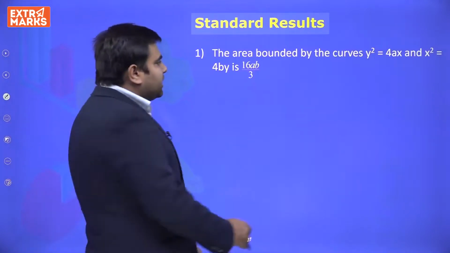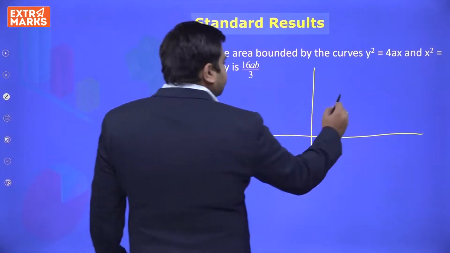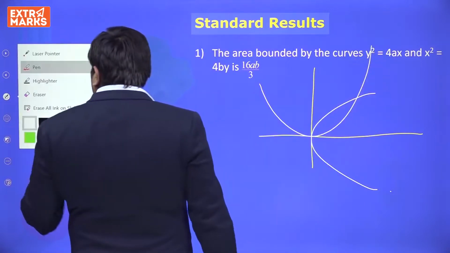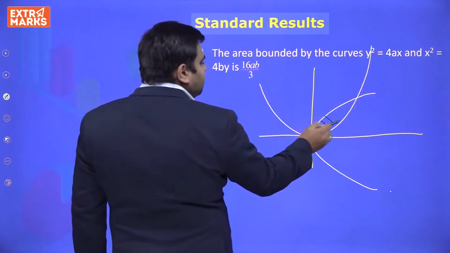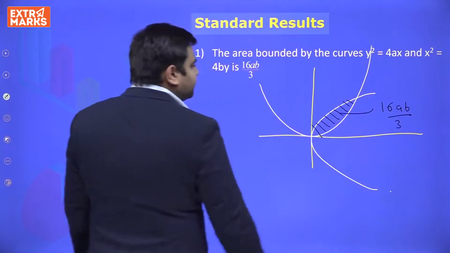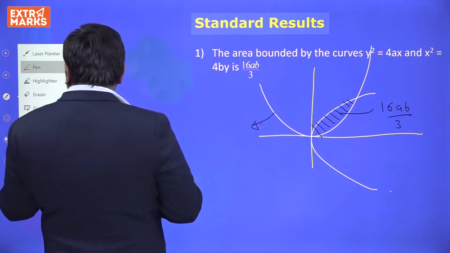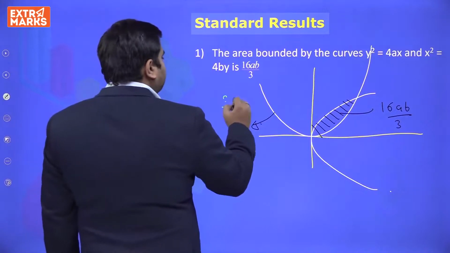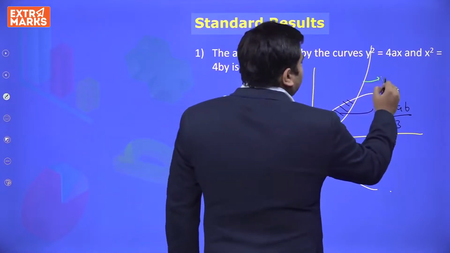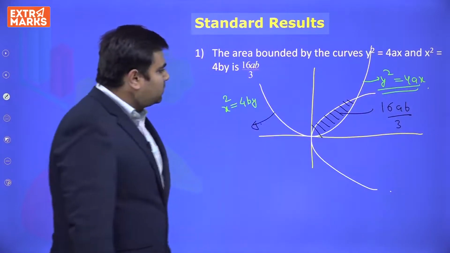Let me also show you this area. So this is y square equal to 4ax and this is x square equal to 4by. I am talking about this particular area. So this area is 16ab upon 3, if this curve is x square equal to 4by and the other is y square equal to 4ax, right?